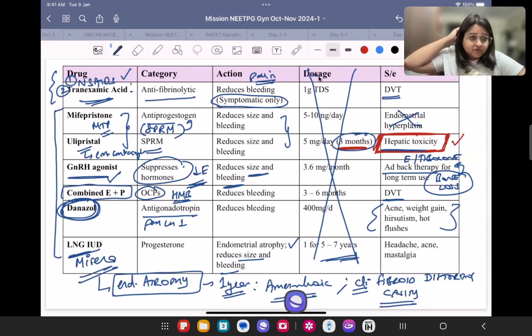ठीक है. So these are the different drugs that you can give, and drugs are usually given if the patient has heavy menstrual bleeding or dysmenorrhea, then we can give these drugs. PCM के बाद क्या लिखा है? PCM कहाँ लिखा है मैंने? PCM नहीं लिखा मैंने. Why does atrophy occur? Prolonged progesterone will suppress the endometrium. It causes atrophy.